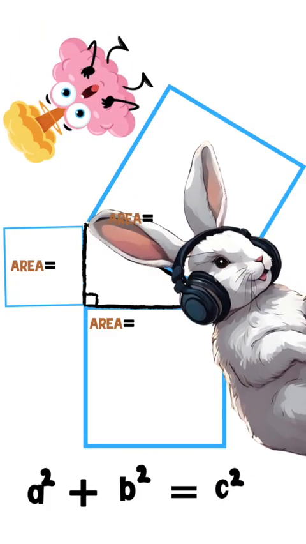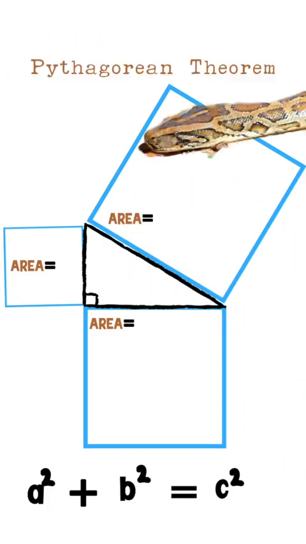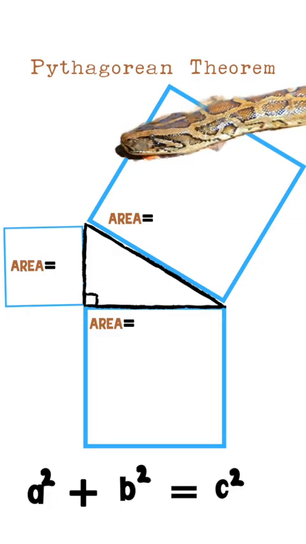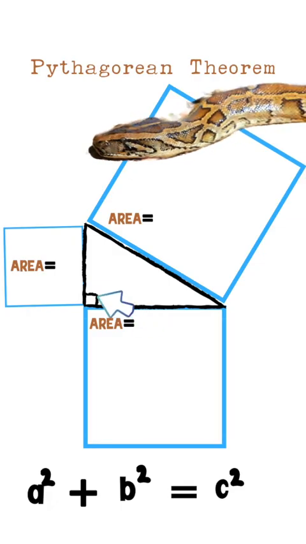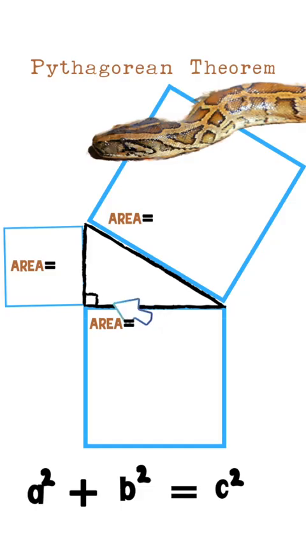I think my mind just exploded. So just remember, the Pythagorean theorem applies to only right triangles. Only right ones.